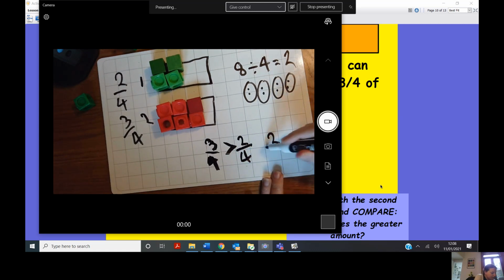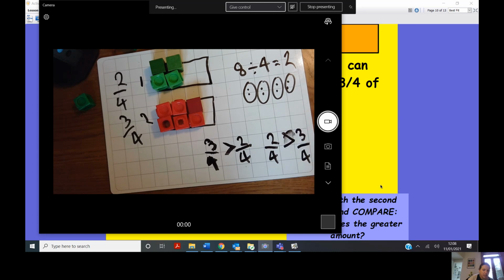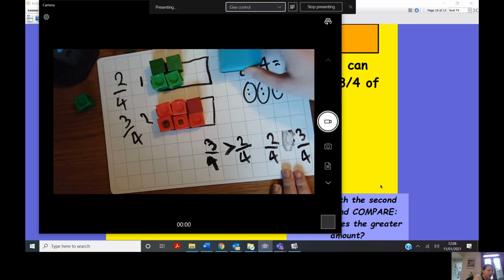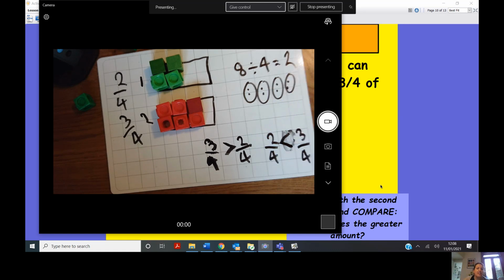2/4 is smaller than 3/4. Spot the deliberate mistake. It should be the other way around. Because remember, our hungry crocodile is going to want to eat more cake. So 3/4 is larger than 2/4. 2/4 is smaller than 3/4.